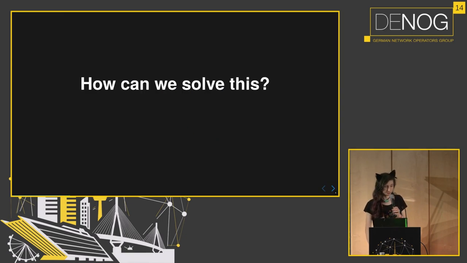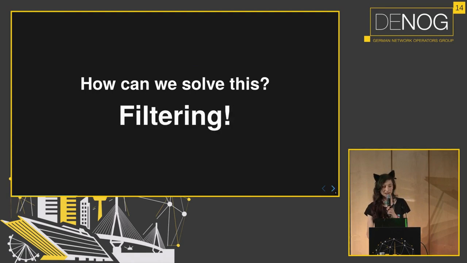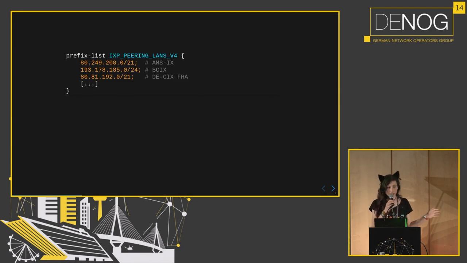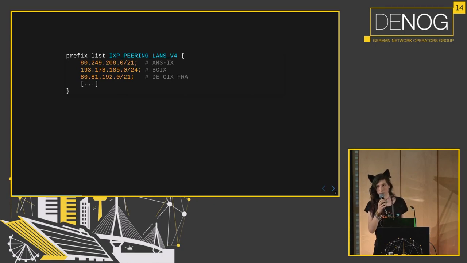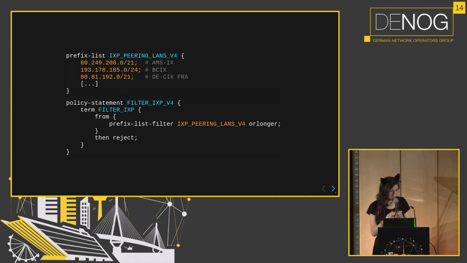How do we fix this? So we basically do what we always do with BGP problems. We apply more filters. And traditionally, we go to our routers and we configure a prefix list on all our edge routers with all the peering LANs that we are connected to, or maybe that our downstreams are connected to as well if we want to protect them. And then we apply a policy statement that matches to those prefixes and longer, very important, and rejects them. So this solves the problem for us. It's a bit of operational effort to keep these lists up to date, but we have automation.